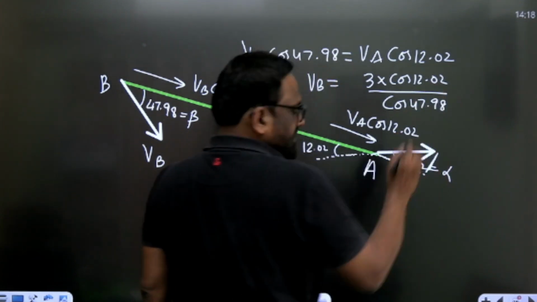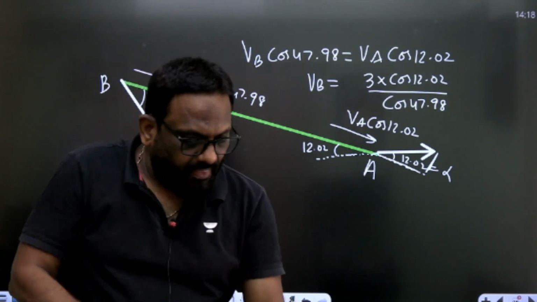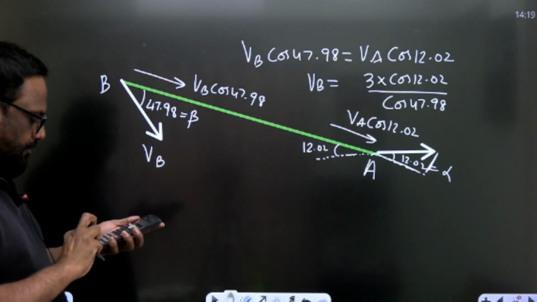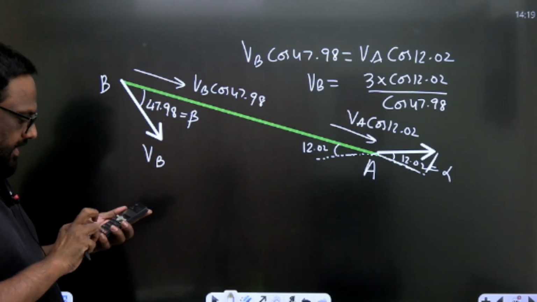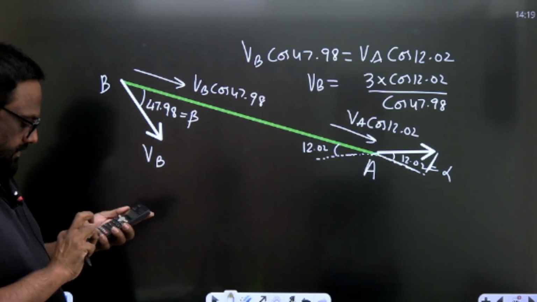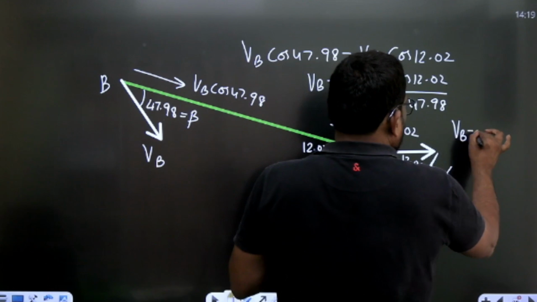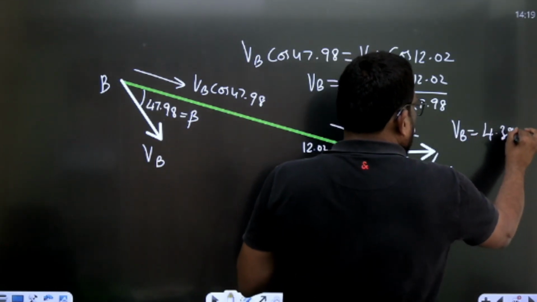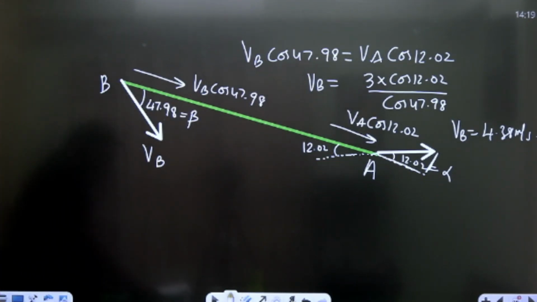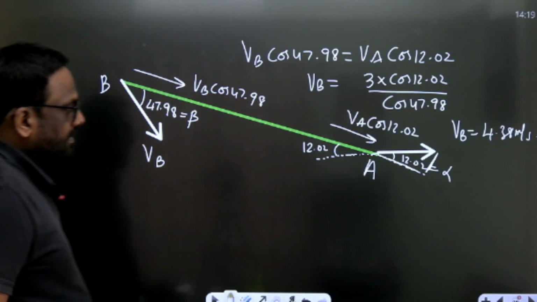It is pure geometry, sir. These are all very good questions. For understanding velocity and acceleration properly, geometry is very important. Divided by cos 47.98, and I am getting the velocity of B as 4.38 meter per second. Let me check the value, sir. Excellent, 4.38 is correct.